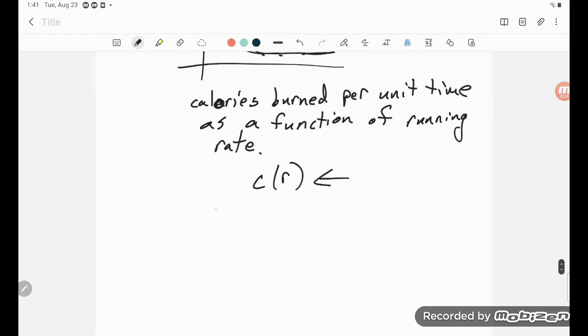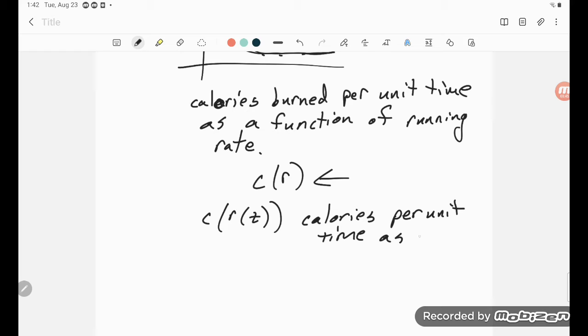Well, now see, if we do a composition, C of R of T, we have calories per unit time as a function of time.